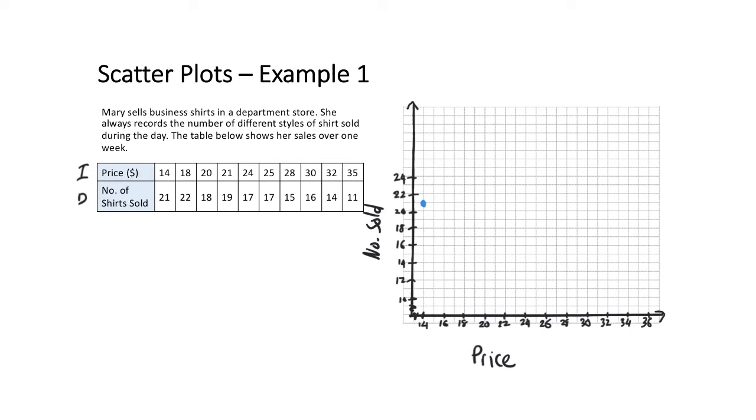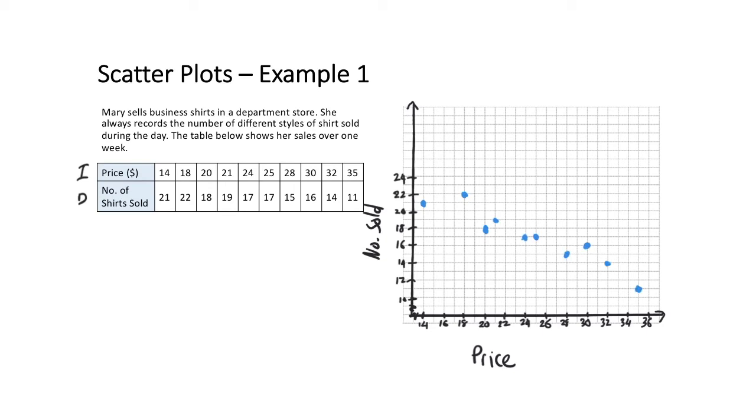My next set is going to be 18 and 22. So across to 18 and up to 22, and then put another dot. Then I'm going to go across to 20 and up to 18 because my next set is 20 and 18, and put another dot as well. And then I'm going to plot all my remaining points onto my scatter plot.